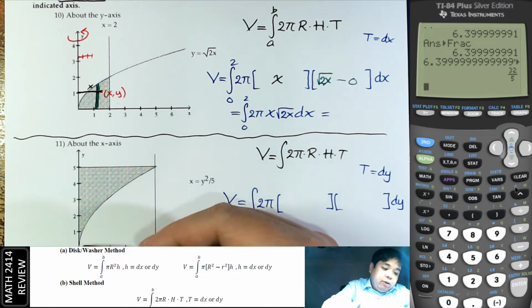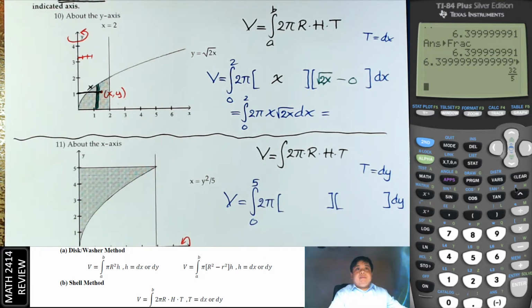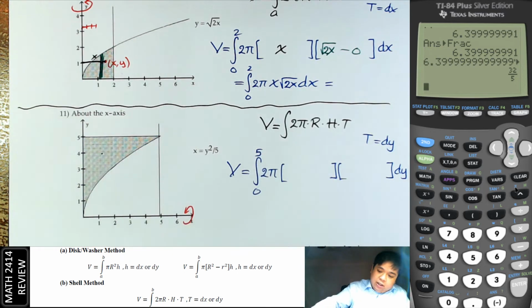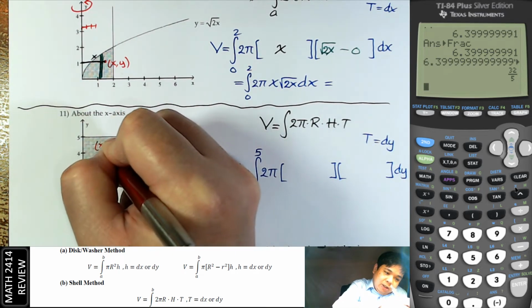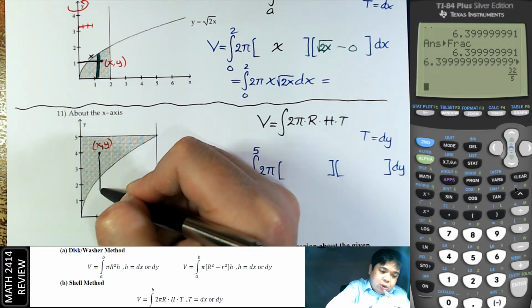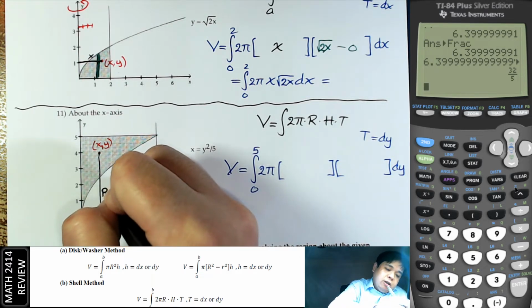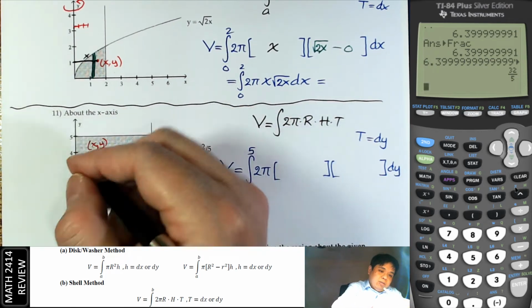And y for this region goes from 0 to 5. That's what we have to work with. Now, determine r. Just pick a point here, any point in the region, and the distance from that point to the axis of rotation, that will be r. And for that point, of course, r is equal to y.